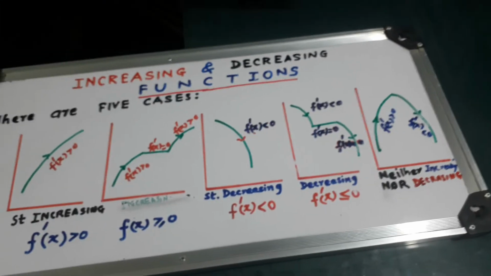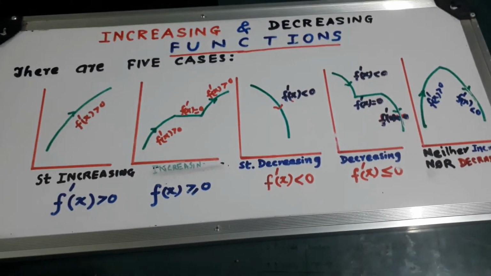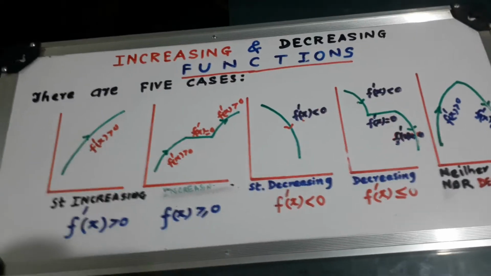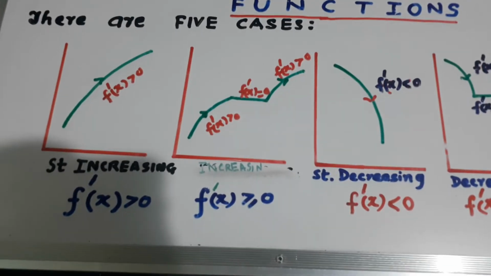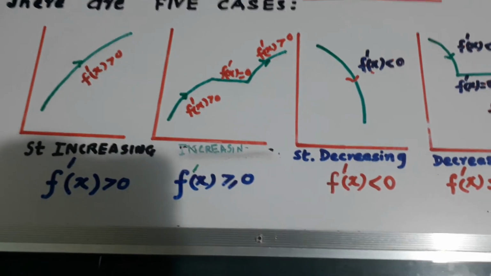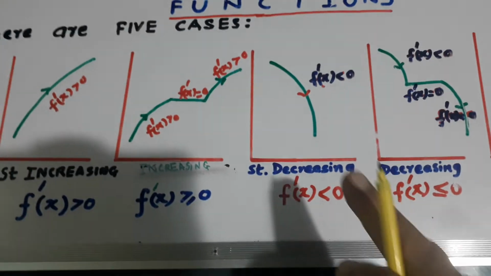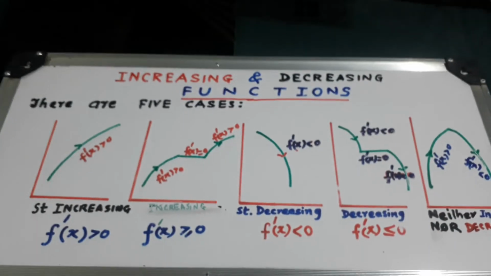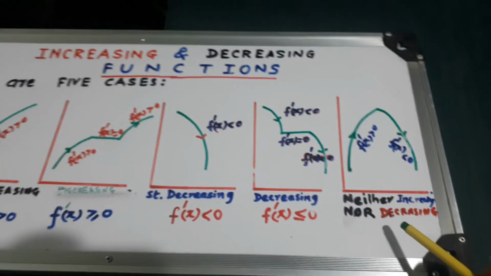So these are five cases and we have to remember that whenever f dash x is greater than zero, it is strictly increasing. Whenever f dash x is greater than or equal to zero, it is increasing. And in this case, it is strictly decreasing, f dash x is less than 0. And in the next case, it is less than or equal to 0, it is decreasing. It is neither increasing nor decreasing.